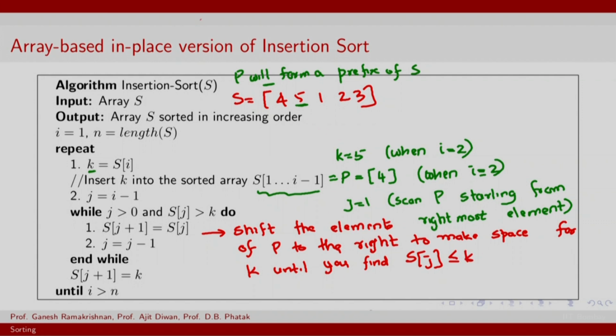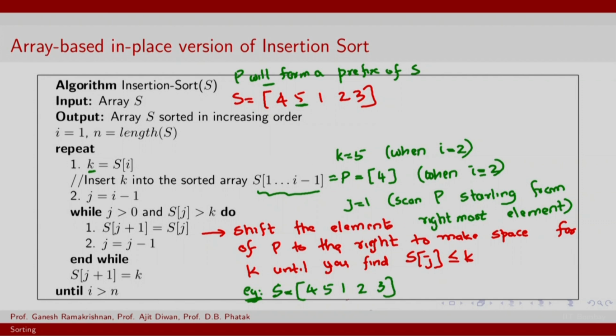So what happens in this case? Again, let us see. For j equals 1, I equals 2, you are only interested in the prefix ending at 4, and you find that 5 is already greater than or equal to 4. So in this case, you will need no shift. The array S after this iteration will remain 4, 5, 1, 2, 3.